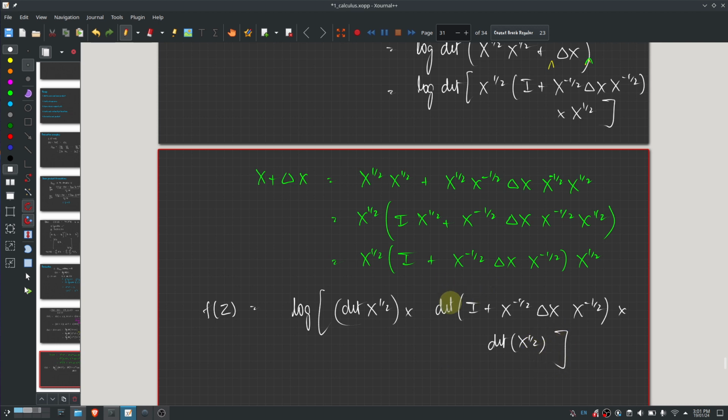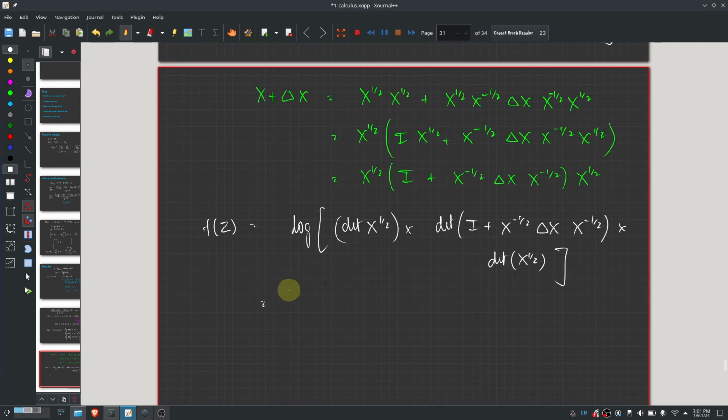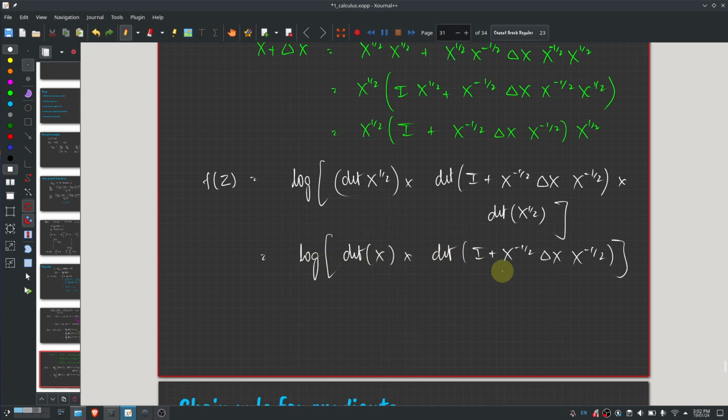Okay, but again, now these are real numbers, right? So I can essentially change the order as freely as I want. So what is the determinant of x to the half times the determinant of x to the half? That is just equal to the determinant of x. So this is equal to log of determinant of x times the determinant of I plus x to the minus half delta x x to the minus half. So this is just log of this quantity plus log of this quantity.